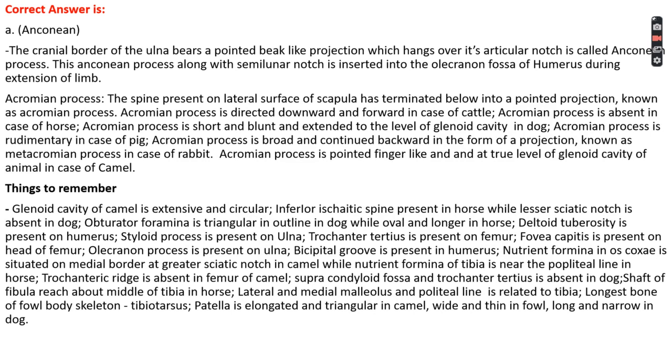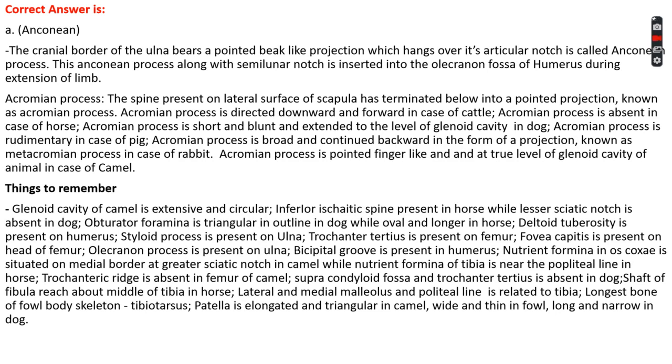Okay, the cranial border of the ulna that bears a pointed beak-like projection which hangs over its articular notch is called the Anconeal process. And this Anconeal process, along with the semilunar notch, is inserted into the olecranon fossa which is present in the humerus bone. And the acromion process is actually found in the scapula.